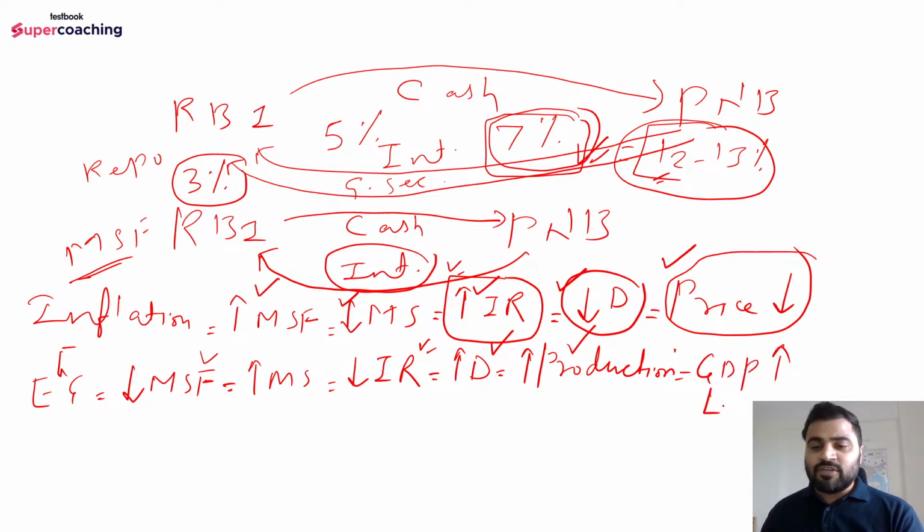GDP is increasing, which in turn leads to economic growth. Economic growth is what? That is an increase in GDP. So this is how the overall mechanism of the marginal standing facility works. Got it? So this is how RBI uses the marginal standing facility for both purposes, inflation as well as economic growth. I hope you are getting it.